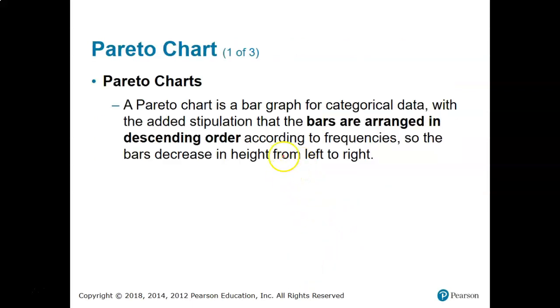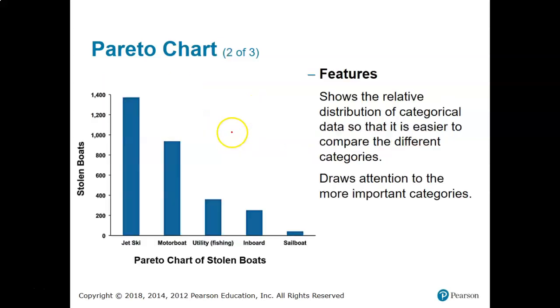The Pareto chart is a special type of bar graph. So it has all the characteristics of a bar graph, but it has the additional stipulation that the bars are arranged in descending order. Okay, so because a bar graph uses qualitative or categorical data, we are able to rearrange the bars in a way so that they're in descending order. If the data was quantitative, we could not rearrange the bars, and it makes sense.